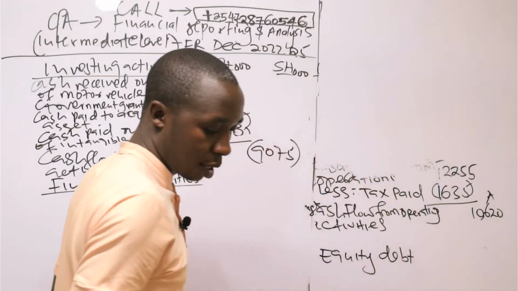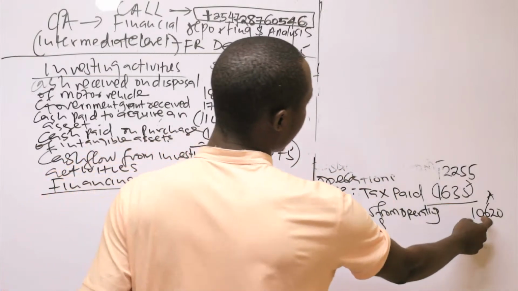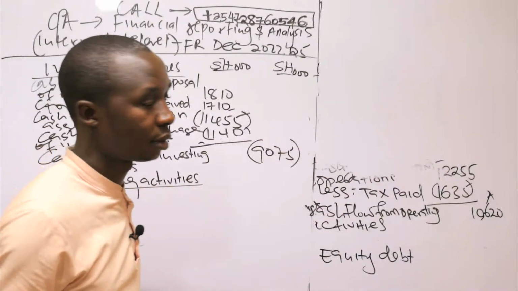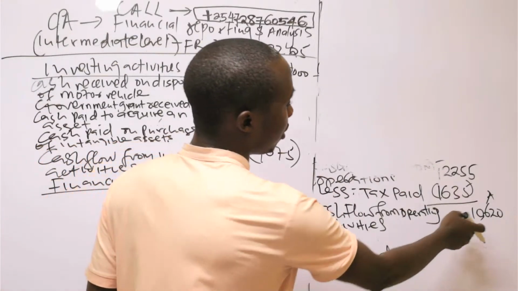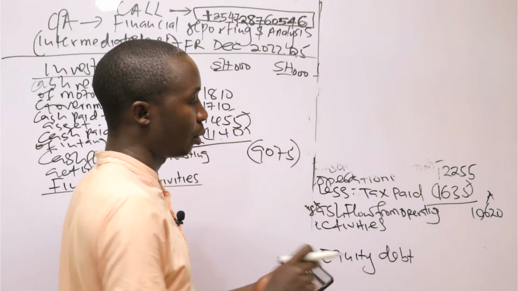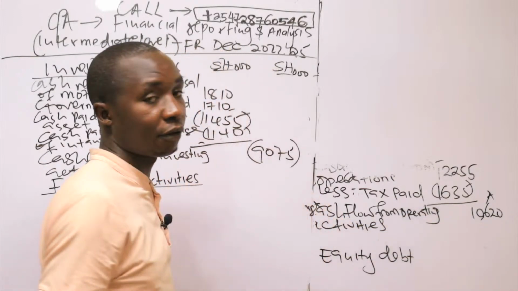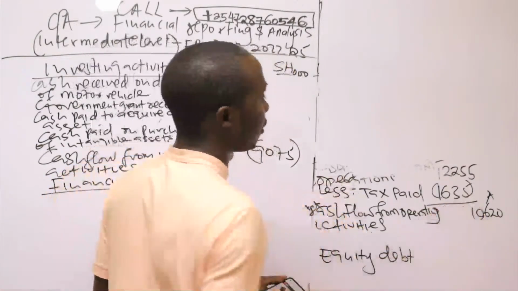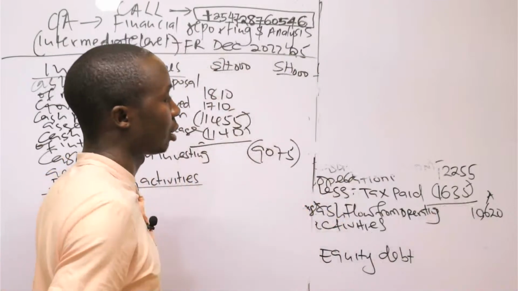But remember that our answer from operating activities is this, because this one will be used somewhere. That is why I don't have to clear everything. But if you check my video and move it backwards, you will be able to find how I arrived at this. For the guys who have joined now, you will be able to watch later and know how I arrived at 10,620 for the operating activities.